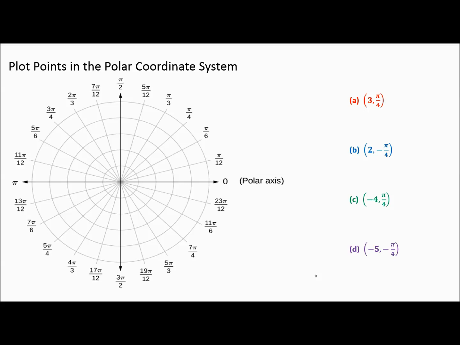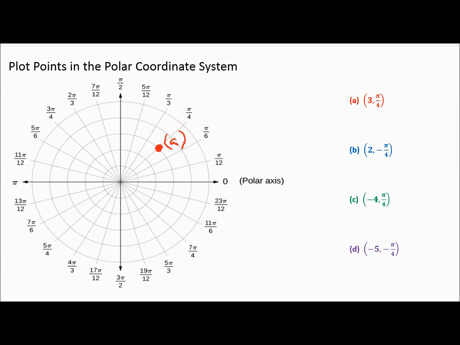Now, let's plot these points. I want to plot the point 3, pi over 4. Like I mentioned previously, to me, this is just me, it's easier to do the angle part first and then count out that many rings if that's what your scale is. So I'm going to find pi over 4 first. Here, of course, is pi over 4. Now the pole is right here in the middle. That's 0. So this will be 1, 2, 3. So this point right here is the point A.